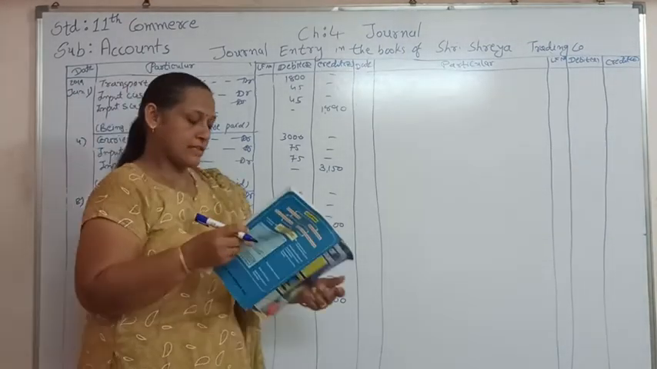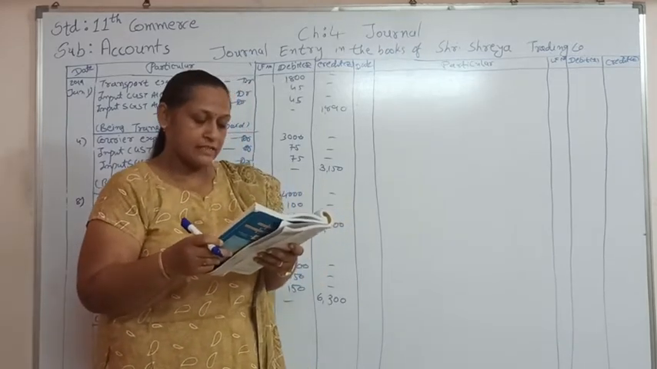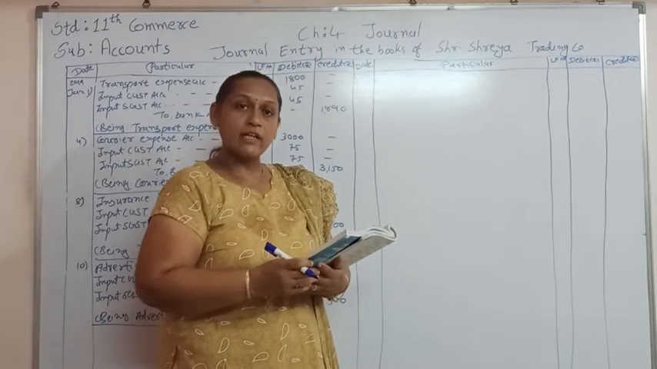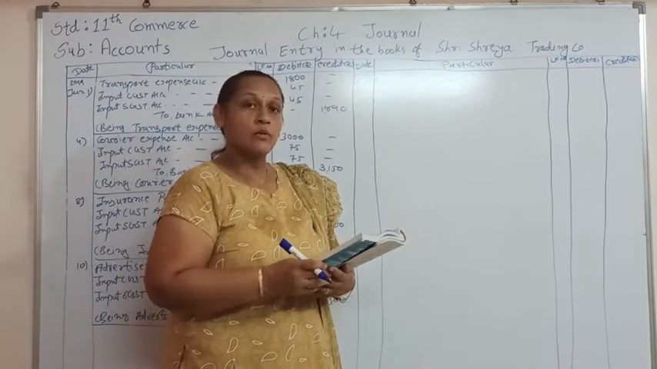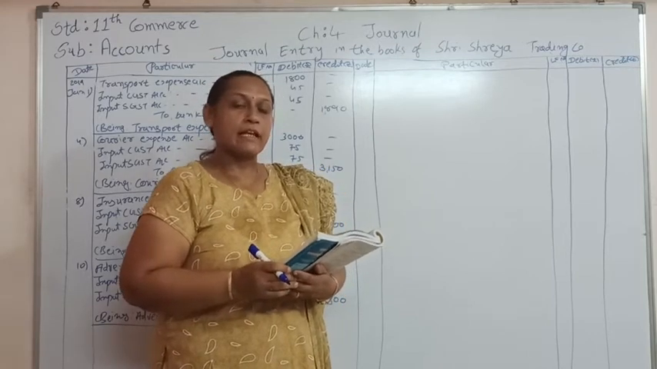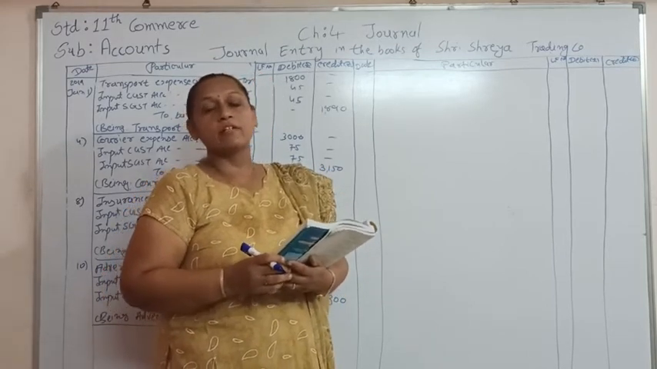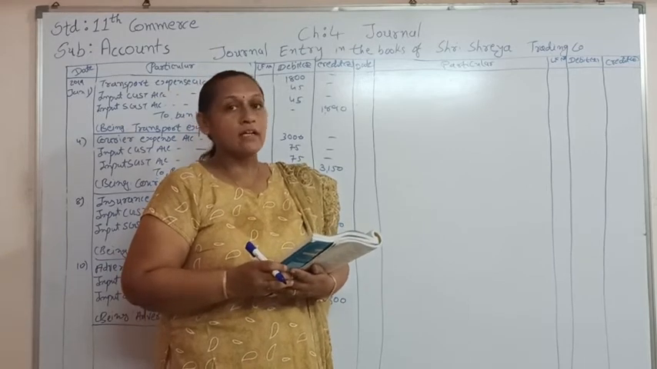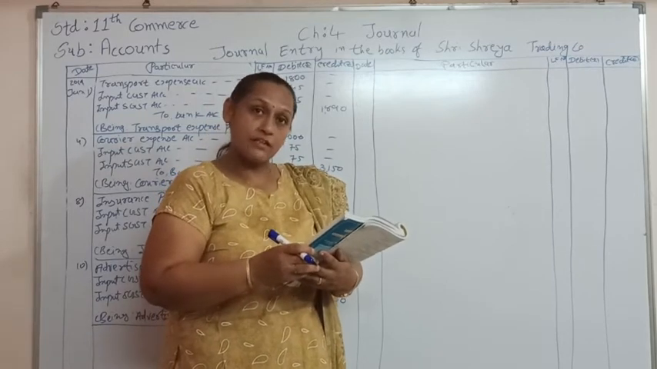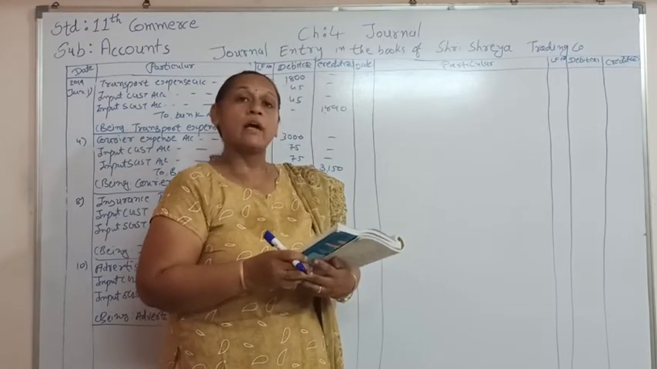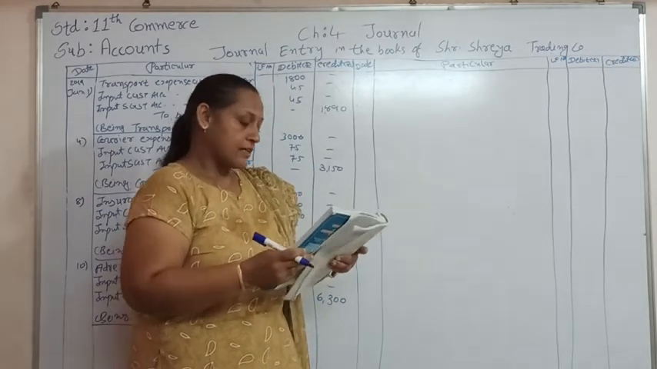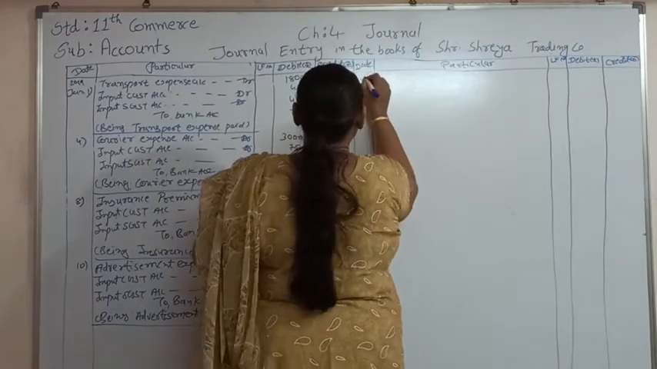So next transaction is rent received by check, rupees 5000. So here rent received is our income, and for income we are going to credit output CGST and SGST, and bank account is going to be debited. So our journal entry will be bank account debit to rent received account, to output CGST account, output SGST account. That journal entry we are going to pass.